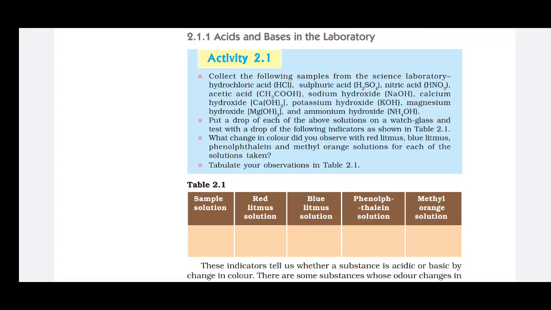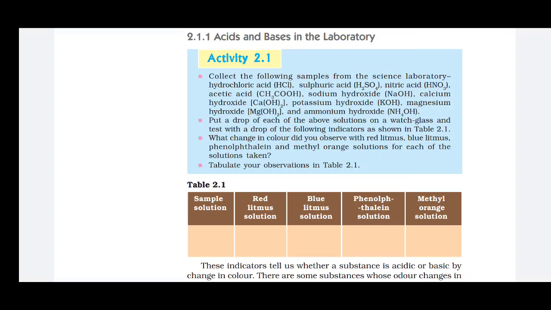Now if you are putting the methyl orange indicator, the color of the solution, that is HCl, will turn into pink. Okay, so when you observe, first of all, you see the substance, you don't know if it is HCl or what it is. You have to check whether it is acidic or basic. So if you are putting blue litmus solution in that, and the color of the litmus paper changes to red, that means the substance is acidic in nature.